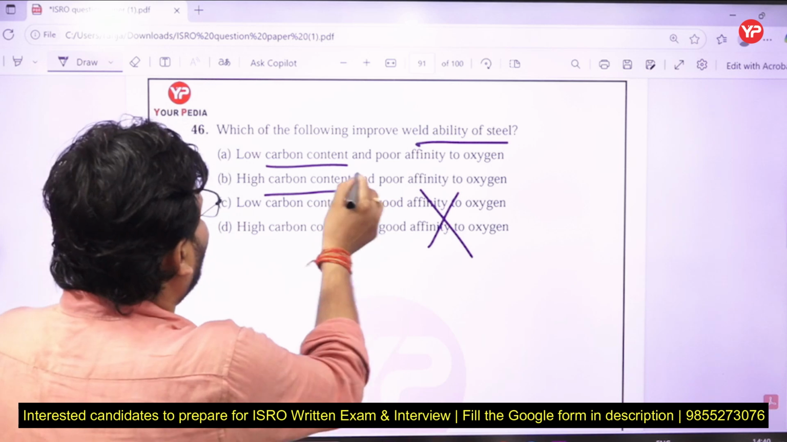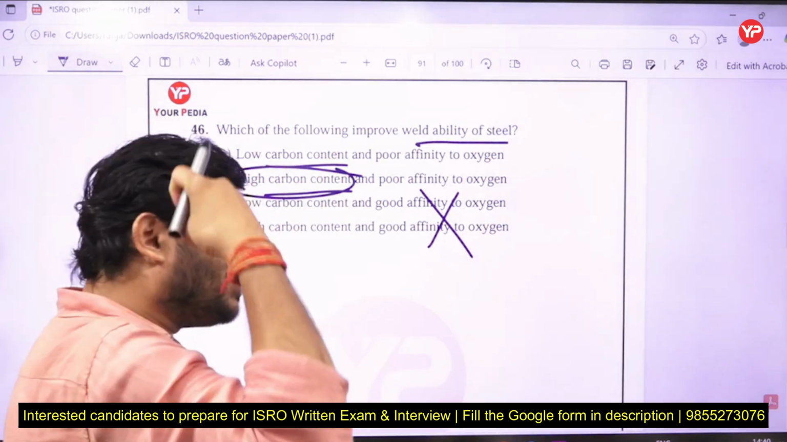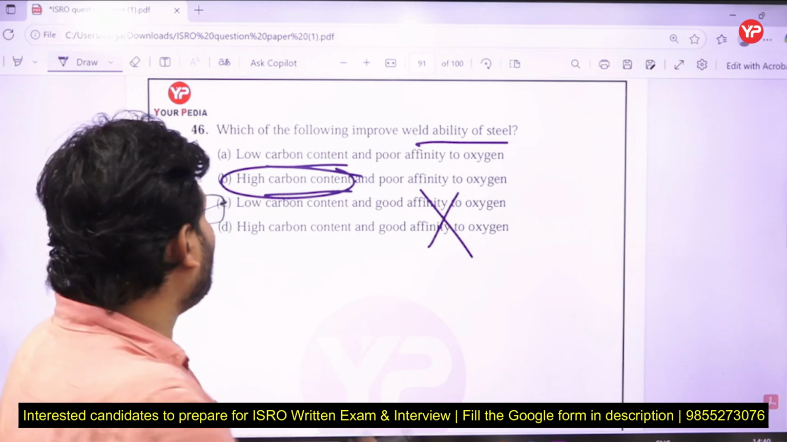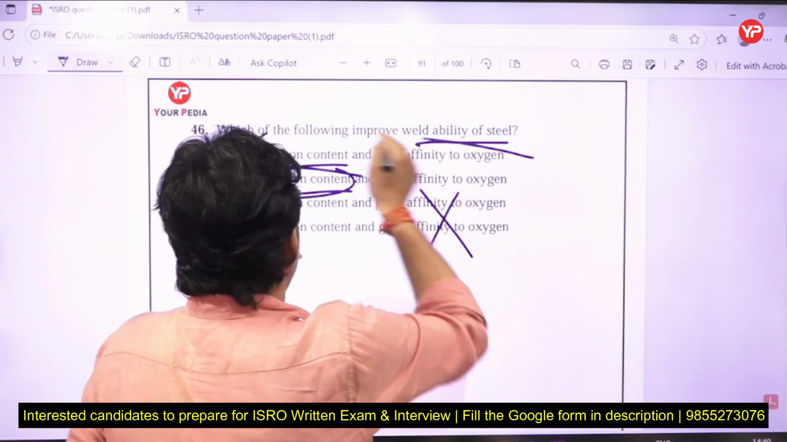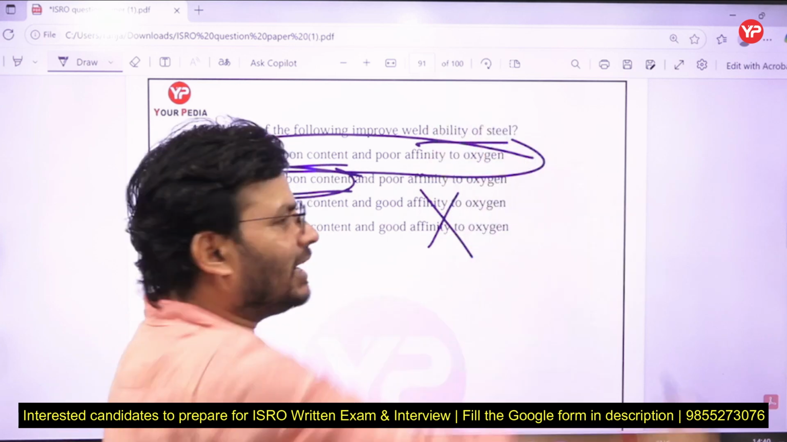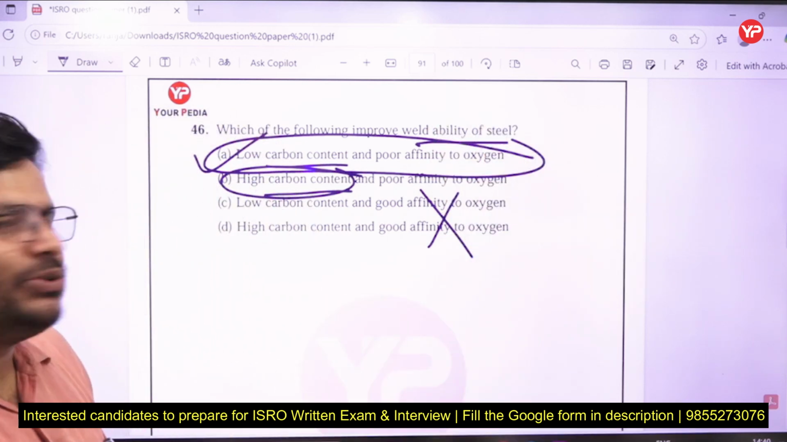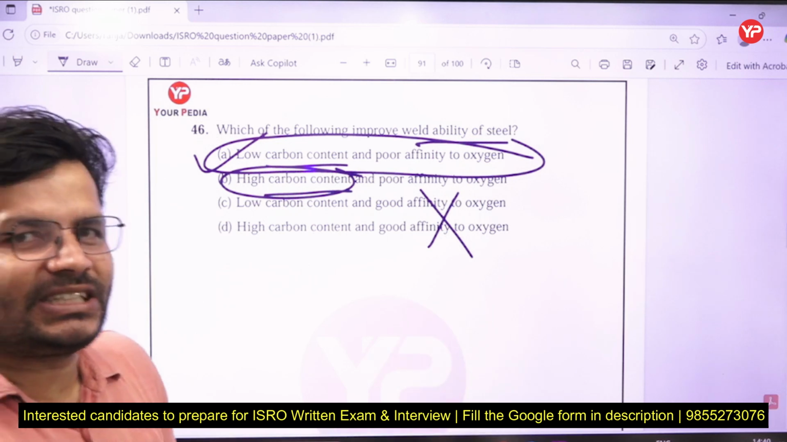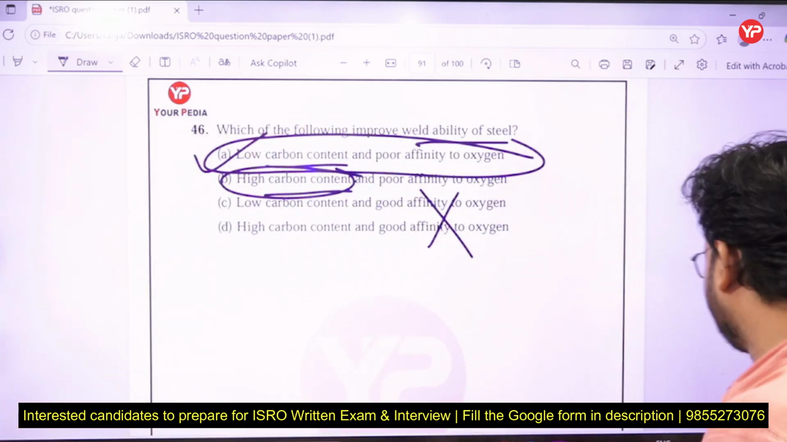But if you talk about high carbon content, it will make the joint brittle. Even it becomes much more hard. That's why, my dear friends, low carbon content and poor affinity of oxygen will be the right answer. So the correct answer is what? A for apple is the right answer. Not B, C and D, it can't be because high affinity is given there. Fine. So think like that.